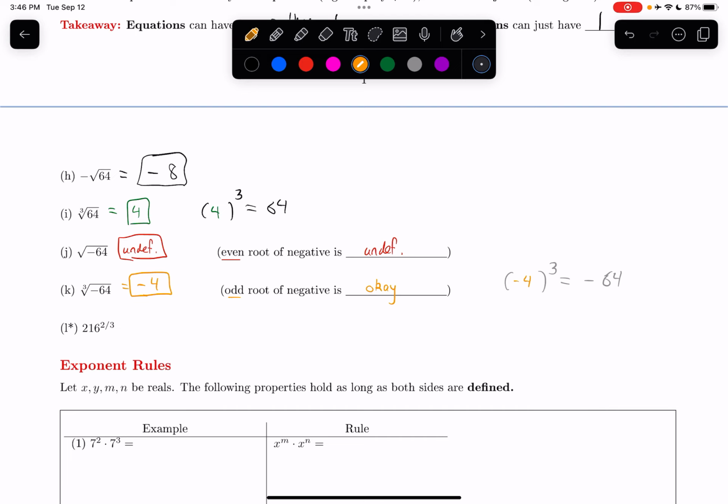Okay, and I want to end this video with another practice problem for you. So I want to have you try part L here. So take a minute to pause the video and try this one. 4, 3, 2, 1, pause it. Pause it and try L here.